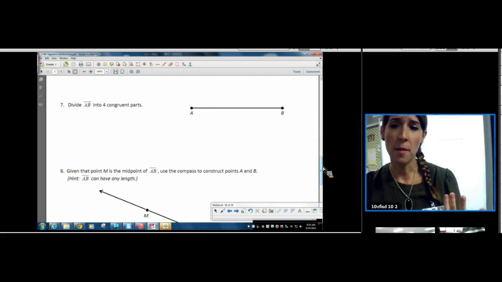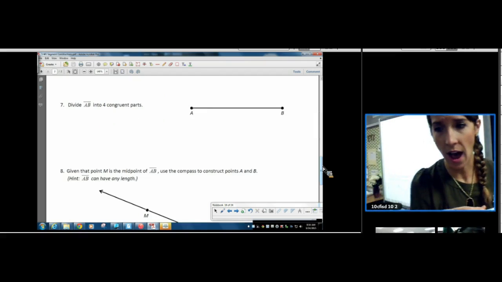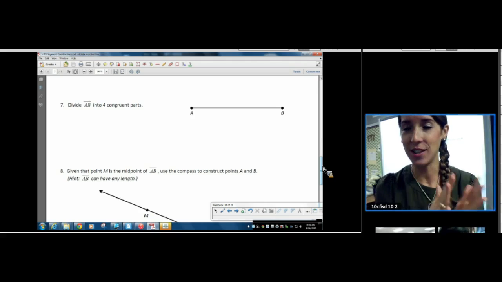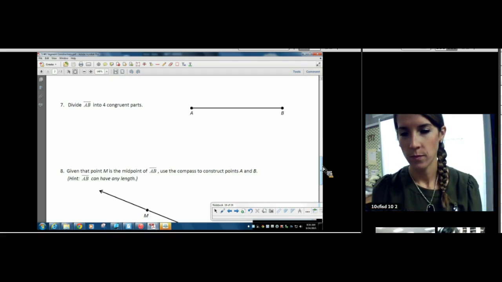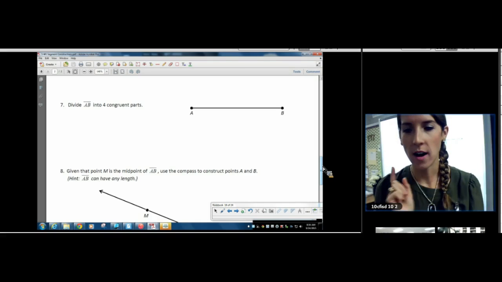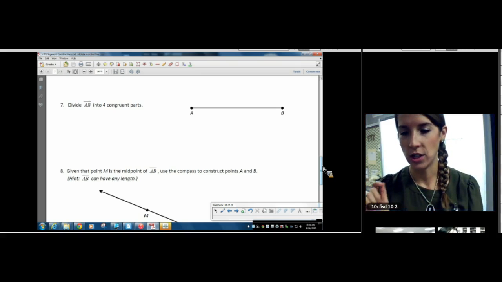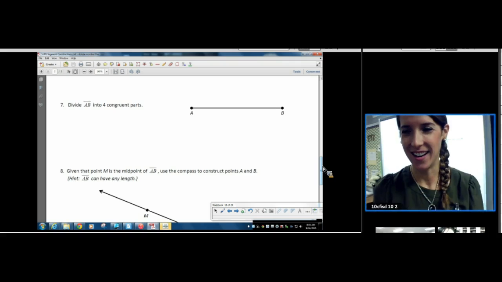Now, let's just talk about number 7. How would I, with just a compass and a straight edge, divide AB into 4 congruent parts? How would I divide AB into 4 congruent parts? You're not allowed to measure with a ruler, just using your compass and your straight edge. Good answer, Michael. Good. Yay!